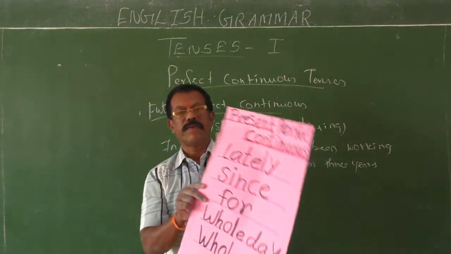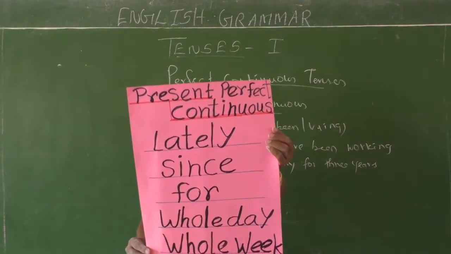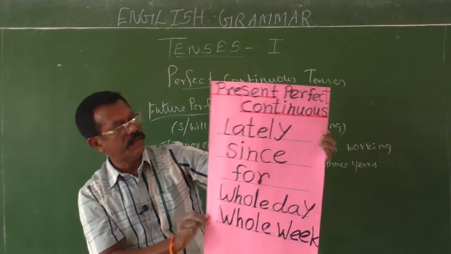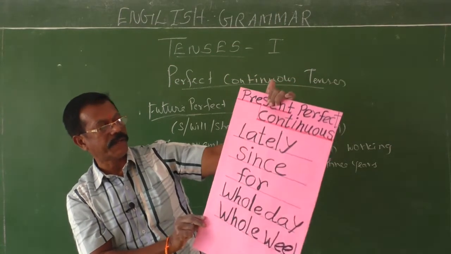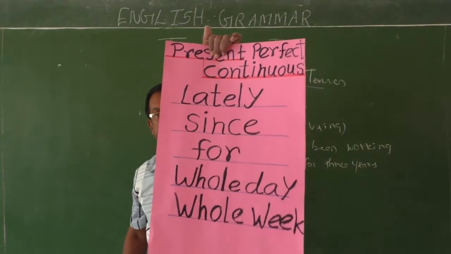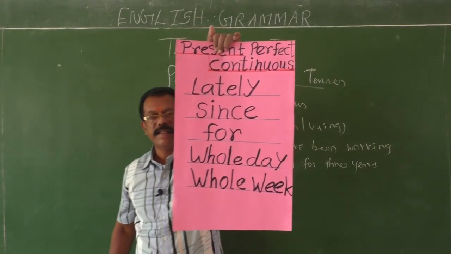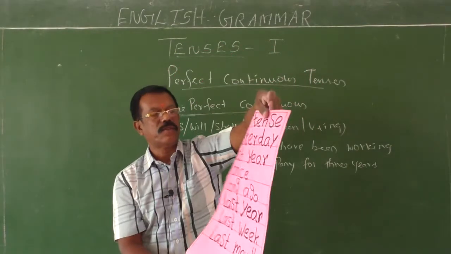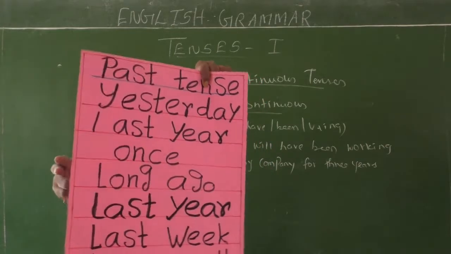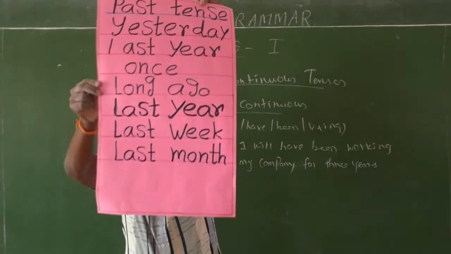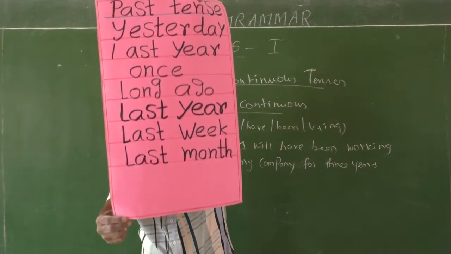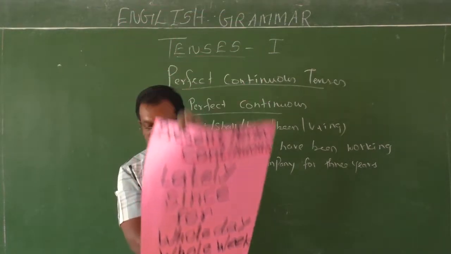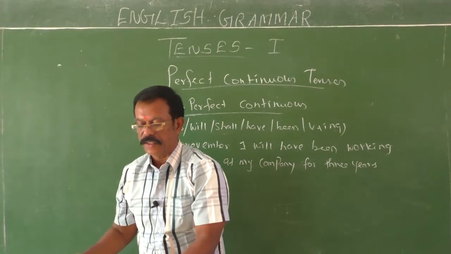And then present perfect continuous, the keywords associated with the present perfect continuous tense. Okay, children, see the keywords associated with the present perfect continuous: lately, since, for, whole day, and then whole week. So here are the words associated with the present perfect continuous tense. Then words associated with the simple present.